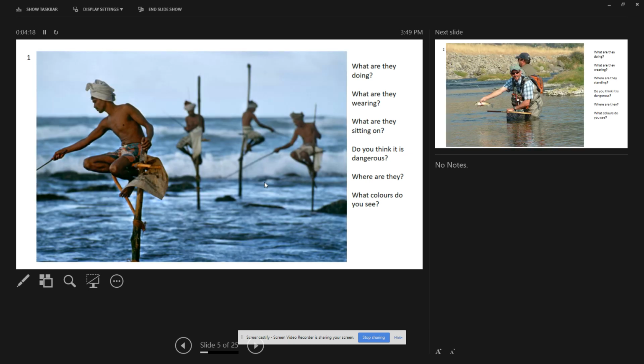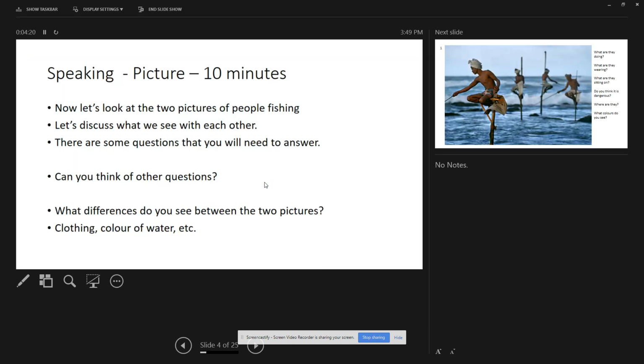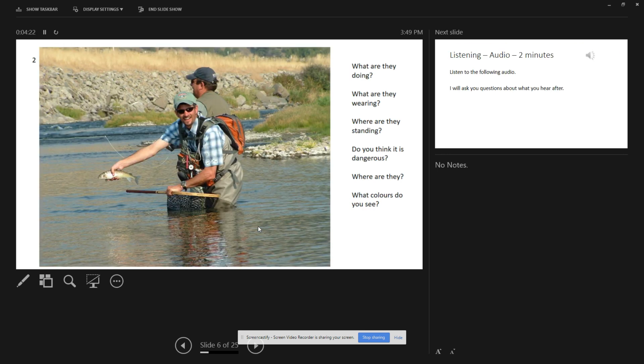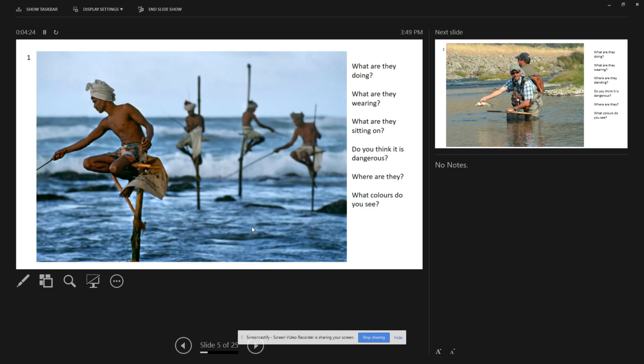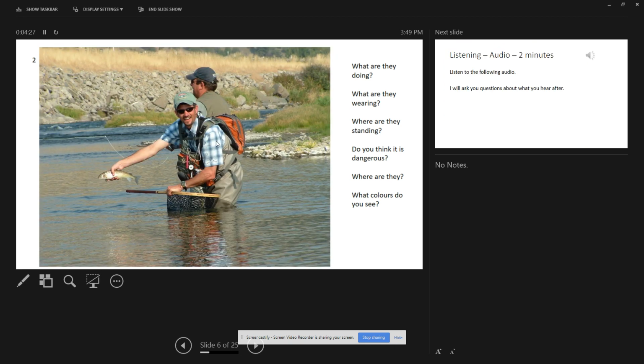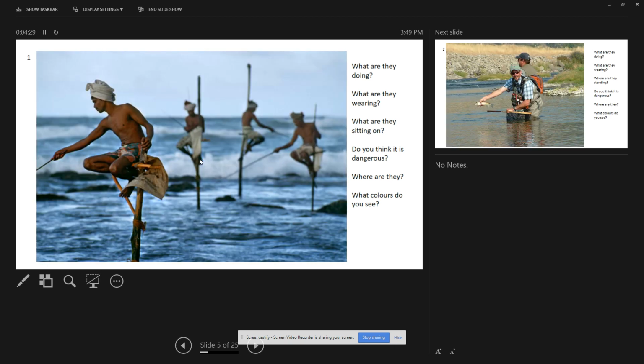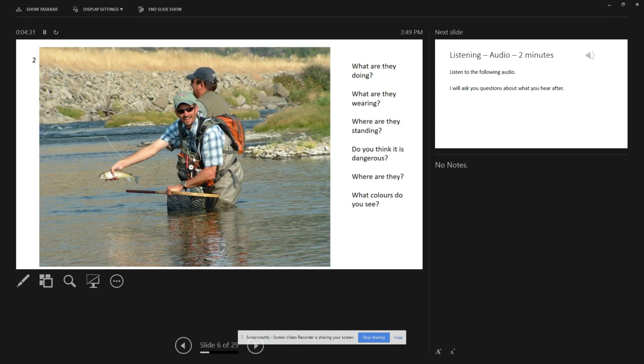And then the question again was, well, what are the differences between the two pictures? Well, the color of the water, this is a bit of a greeny color. This is a nice, beautiful blue ocean. Look at the difference in their clothes. So you can talk about that and get them to really, you ask the questions and they answer, okay?